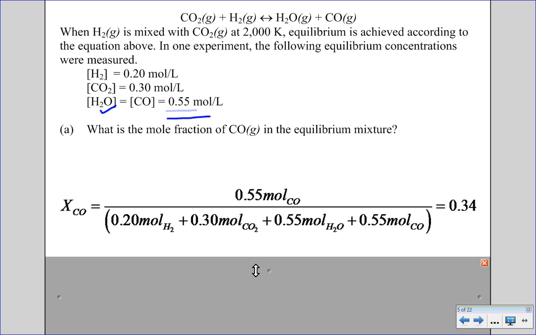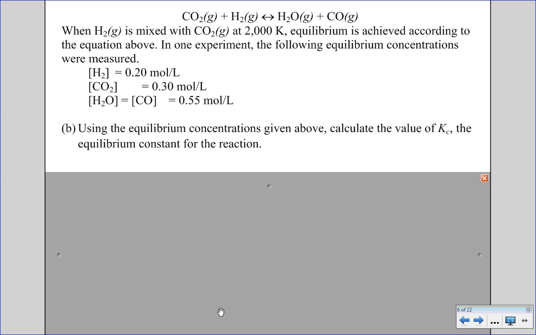So this is actually a Greek letter chi. It looks like a big X, but it is a chi, and that's the symbol for mole fraction. Mole fraction of carbon monoxide. There's the moles of carbon monoxide, the moles of H2, of CO2, of H2O, and of carbon monoxide, because it's total moles. And we end up with 0.34.